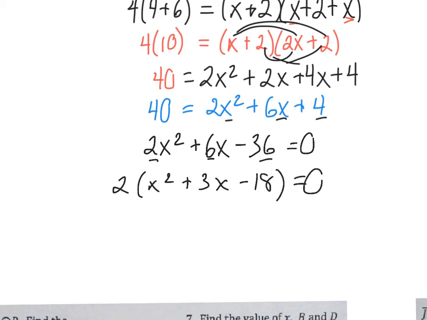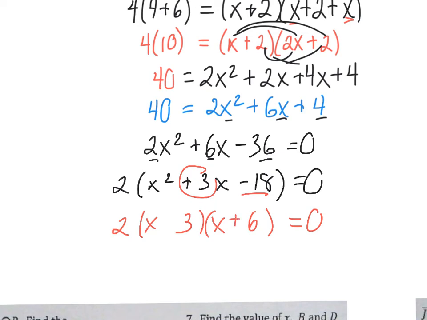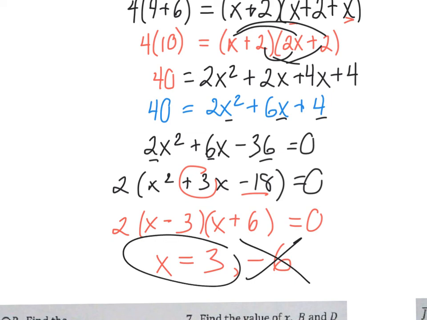And now I should be able to factor it. So that 2 is going to stay on the outside. Factors of negative 18 that are going to add to positive 3. So it looks like we can go with 6 and 3. And I'm going to make my 6 positive and my 3 negative. So my final answers for x are going to be positive 3 and negative 6. But if I go back and look at my picture, I can't have any negative values. So it looks like it's just going to be x equals 3.